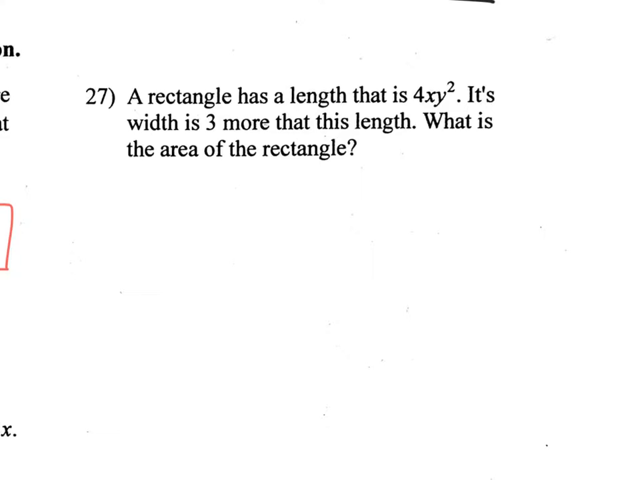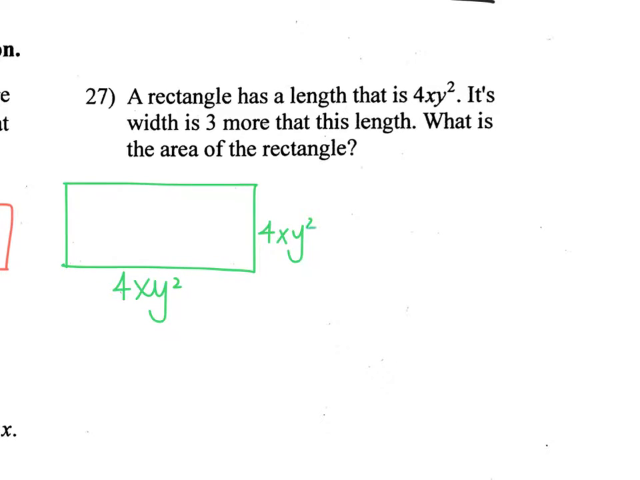Question 27, this time they're talking about a rectangle, so I'm going to draw myself a little rectangle. It says the length is 4xy squared. The width is 3 more than that. That means it's 4xy squared plus 3. I think I told one of you something incorrect today, but 3 more is going to be plus 3. So I know in a rectangle, opposite sides are going to be equal to each other. So I can fill in these other 2 sides, the top and the left side also.